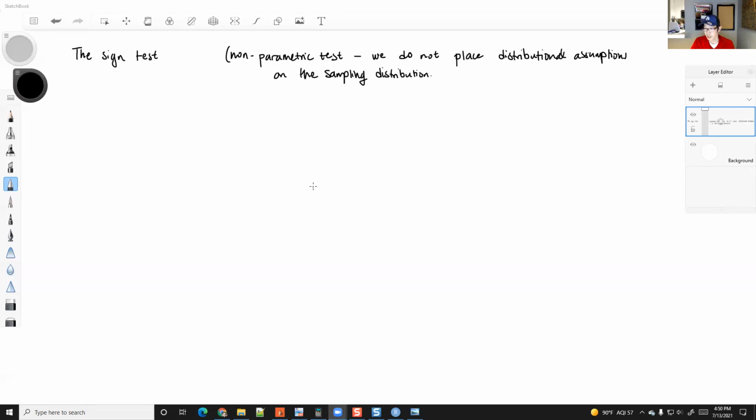Okay. And so the sign test is non-parametric, but it's fairly weak. But weak, right? And what does it mean to be weak? Weak means lacks power. And do we remember what it means to lack power?